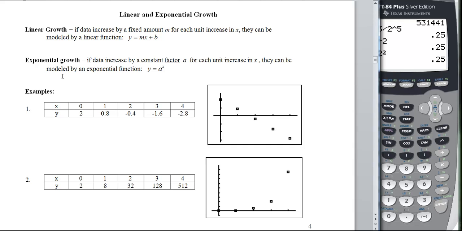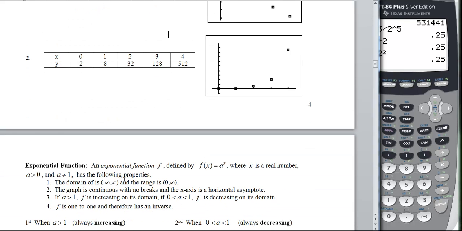Exponential growth, different ball game. If data increase by a constant factor a for each unit increase in x, then they can be modeled by an exponential function. Now this is the first time that you have ever seen in this class x in the exponent. Now look, this is exponential growth data wise. It starts off sort of slow, but then all of a sudden it just takes off. Not a straight line, it's a nice little curve. So I've got some examples on the next sheet. We'll go look at that.